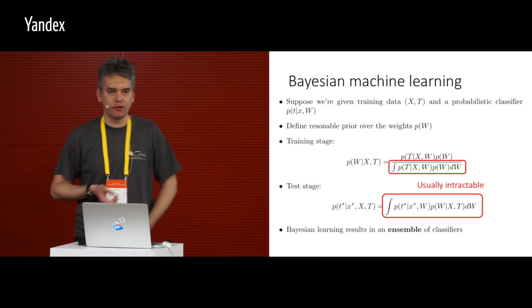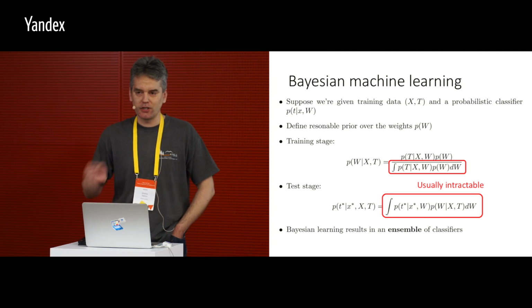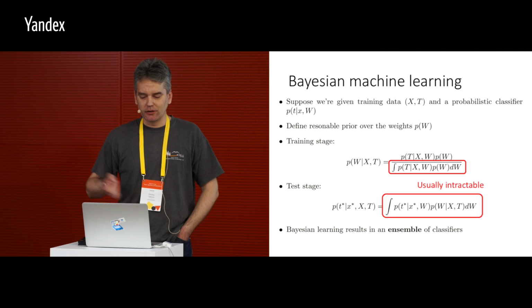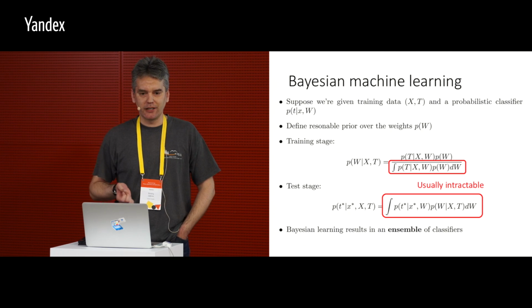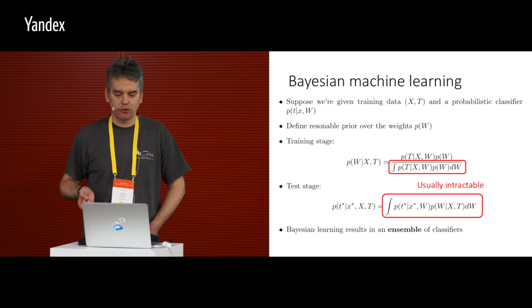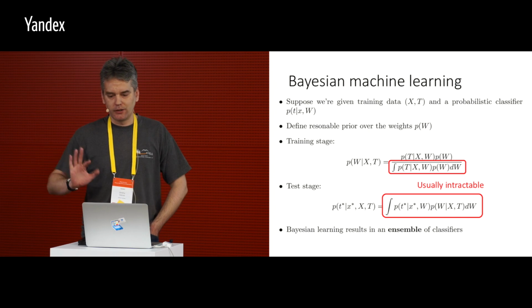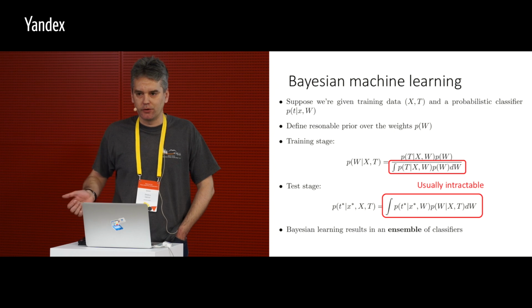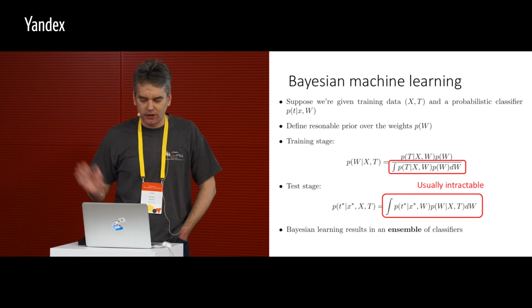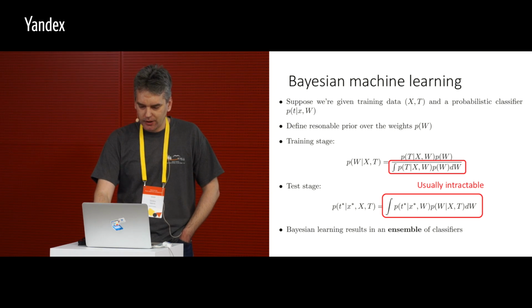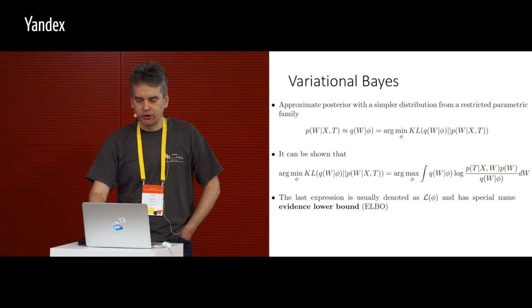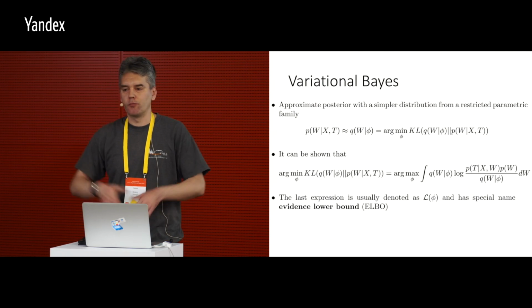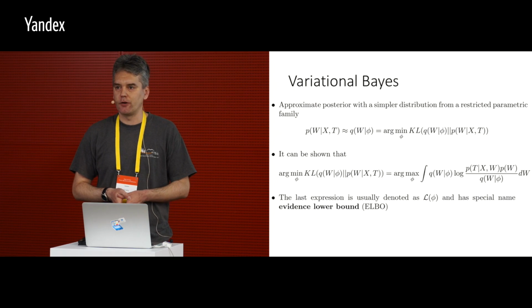Why? Because of these two parts. So these are integrals. The integrals are intractable, and the dimensionality, if we are talking about deep neural networks, so the dimension of w is of orders of millions. So that's completely impossible even to very roughly estimate these integrals. And this was the reason why Bayesian methods were not so popular for large-scale machine learning problems until very recently.